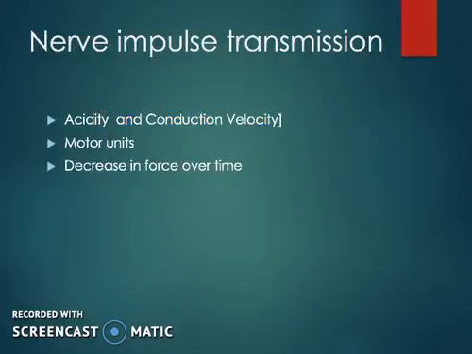Next, I'll be talking about nerve impulse transmission, and how acidity and conduction velocity work in tandem to create stronger or weaker contractions. And if there is an increase in acidity, that means that the conduction velocity, which is basically the frequency of your contraction, will decrease. And that means that the strength of this would be increased.